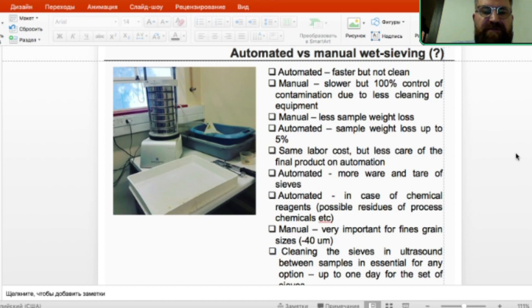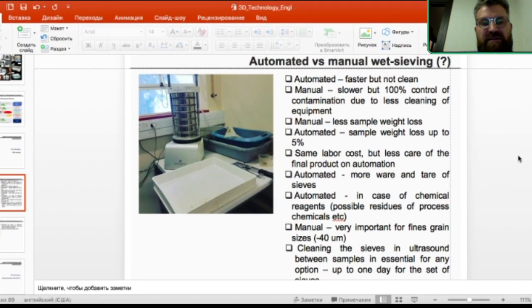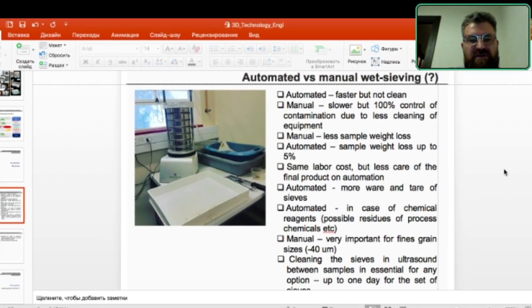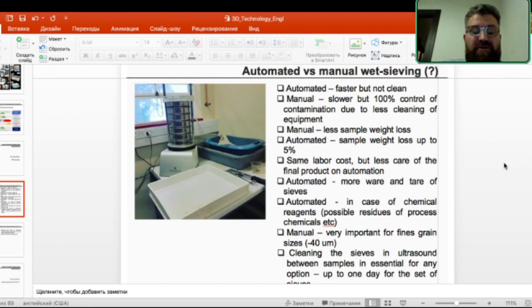Automated approach can lead to as much as 5% weight loss of the sample, and it's not good for balance calculations. Though it's the same labor cost, it's the same person working on automated or manual wet sieving, there's less care in a way if it works in automation, because any operator believes in automation more than in his own manual approach and his own understanding of manual, and that's why there are many different mistakes to be made at this stage. So once again, we vote for manual wet sieving.